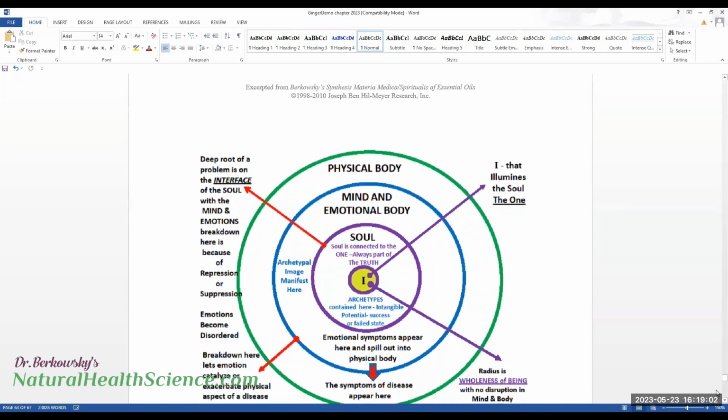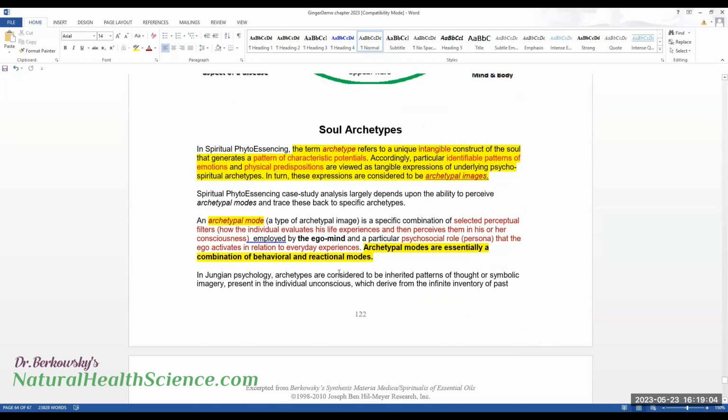And now coming back to our discussion here. So what do you actually see? You have these identifiable patterns of emotions and physical predispositions that come from an archetype. You can ultimately identify the archetype by seeing these identifiable patterns of emotions and physical predispositions. So let's give a very easy example of that.